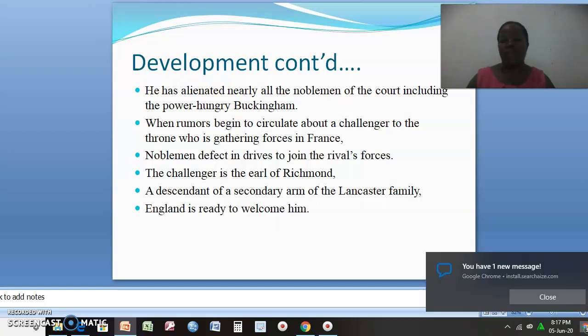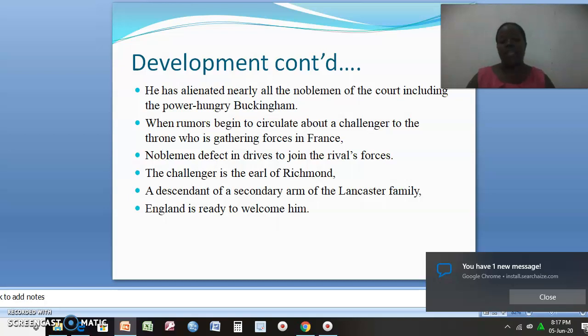So when rumors begin to circulate about the challenge to the throne, who is gathering or coming from France, he really feels unsettled. He does not feel that he can manage. So all his noblemen run out from him, all the people run out from him, and they join hands and forces with the person that is coming on board. And this is none other than the Earl of Richmond, a descendant of the second arm of the Lancaster family.